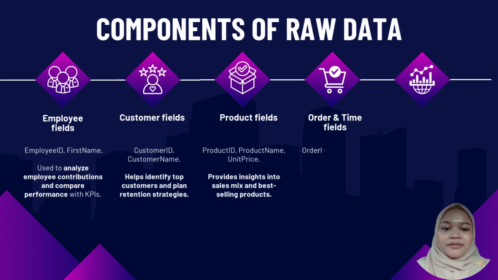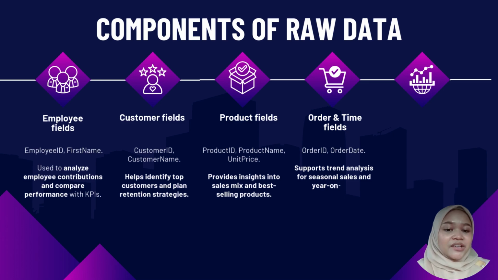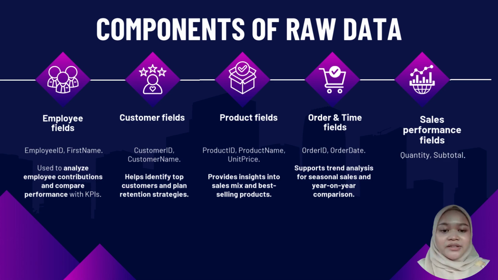Next, order and time fields support trend analysis for seasonal sales and year-on-year comparison. The last one is sales performance fields. Sales performance fields are the main metrics for volume and revenue used in KPI indicators.